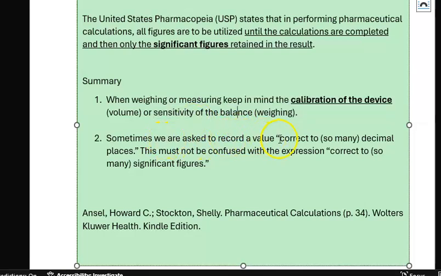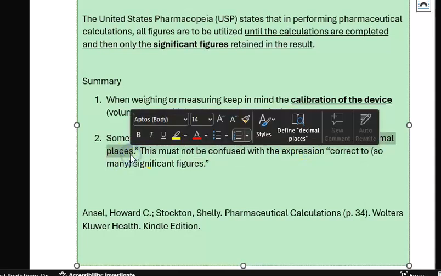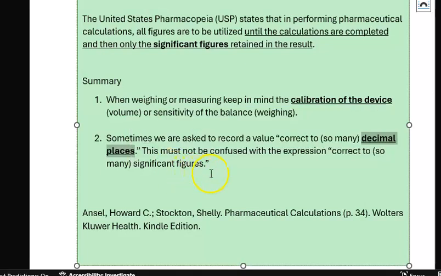Sometimes we are asked to record a value correct to, and it tells us the number of decimal places that we should report our answer to. This must not be confused with significant figures. And so this topic is just raising the awareness that the number of decimal places is very different from saying that a number is significant.